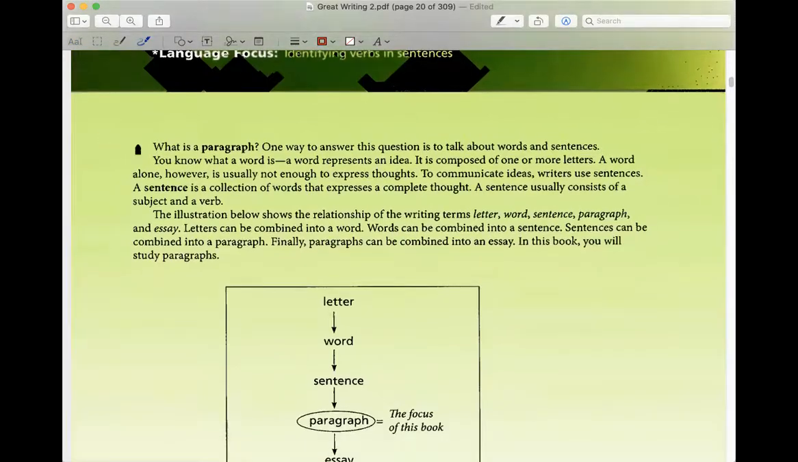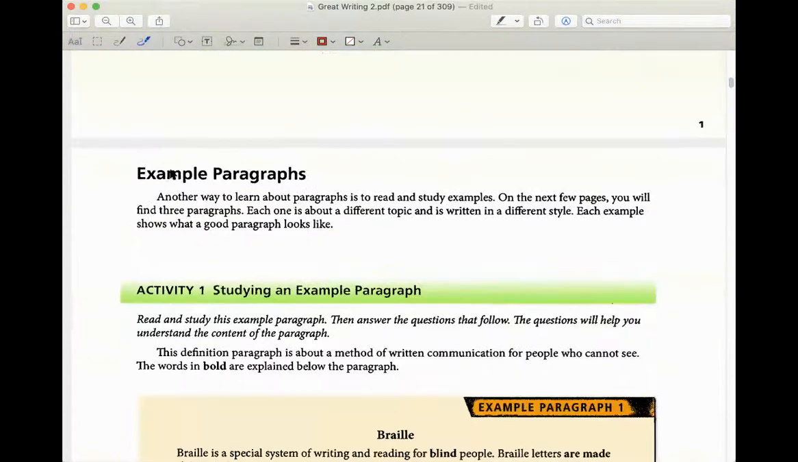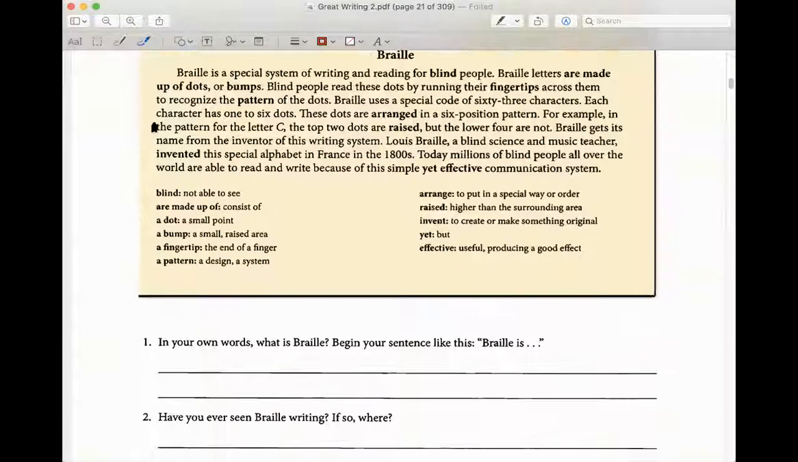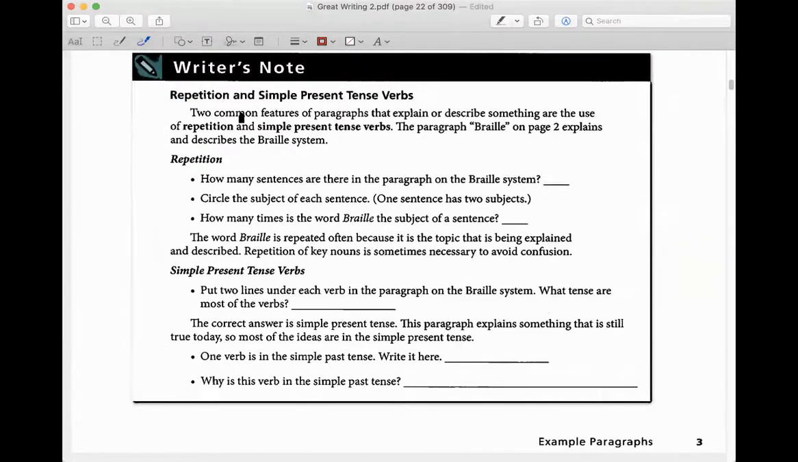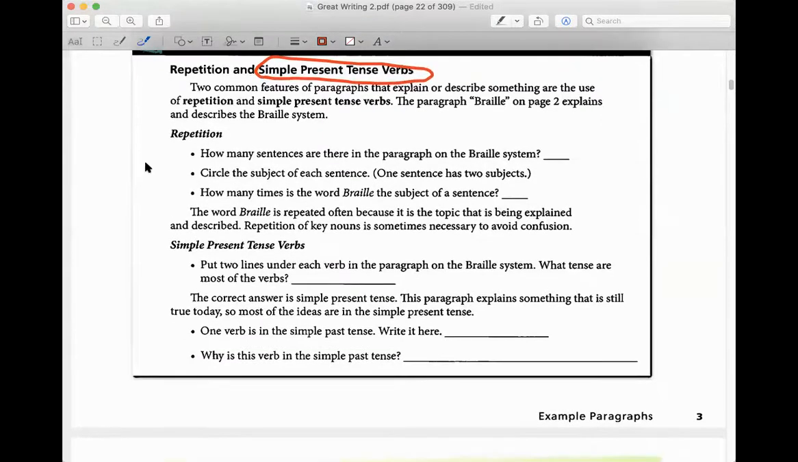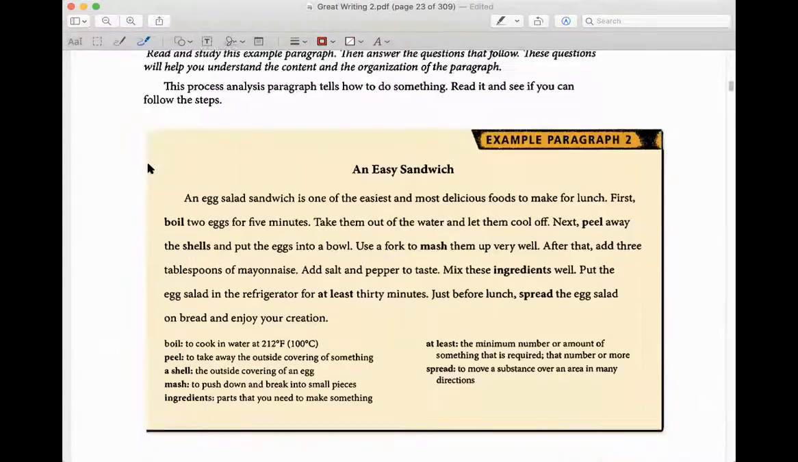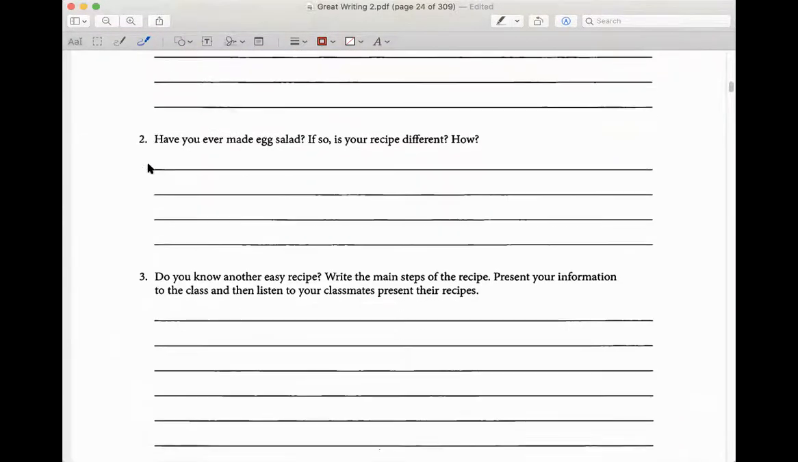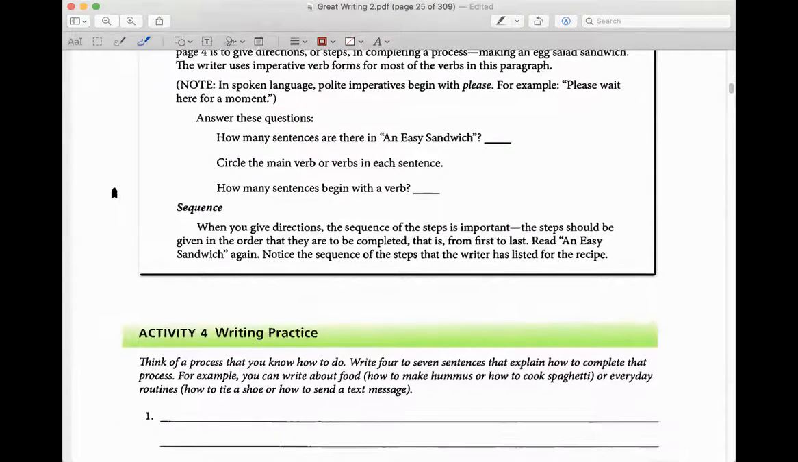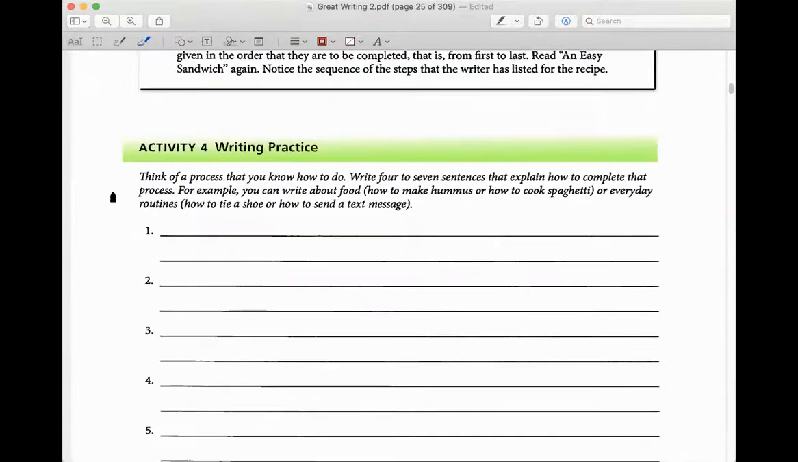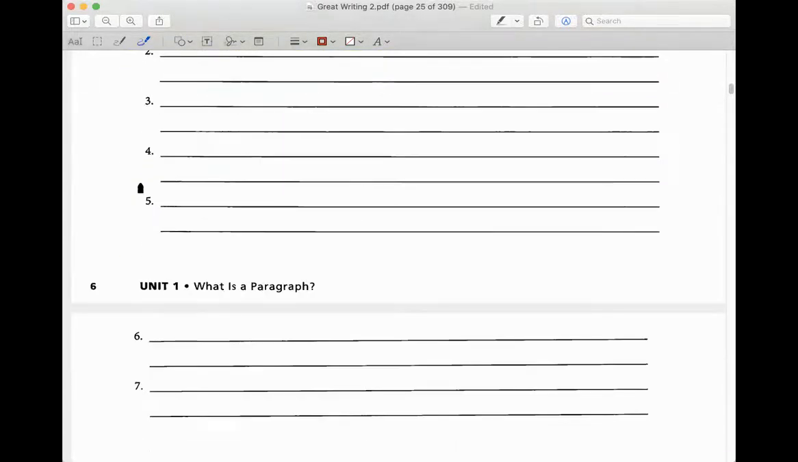Okay. So unit 1, we learned about what a paragraph is. So important things here are simple present tense verbs. Make sure you know how to use those correctly. Then we move down to imperative forms, right? When you give directions, you need to know how to use those. So when you start your sentence with a verb, do this, put this on, etc.